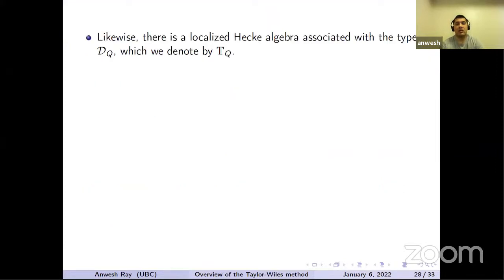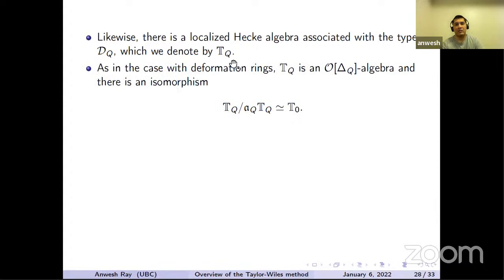Okay. So we can do this for the deformation rings. We can also do it for the Hecke algebra. Once again, there's a very special congruence group over which we can look at Hecke operators, and we can define a Hecke algebra associated to this deformation type D_Q. We call this T sub Q. We have to localize it as usual at some maximal ideal which is associated to rho bar. So this is the Hecke algebra analog.